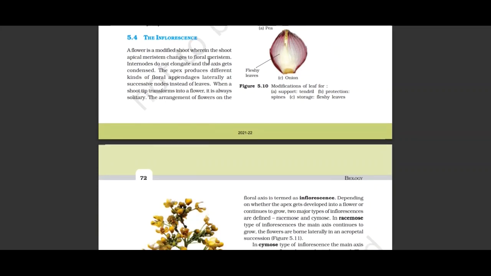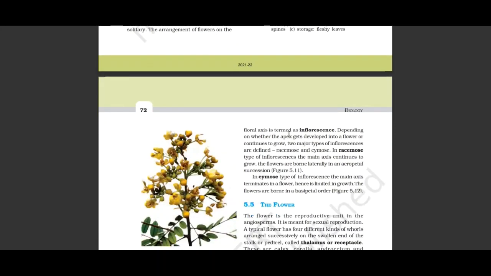Let us see the inflorescence. A flower is a modified shoot where the shoot apical meristem changes to floral meristem. Internodes do not elongate and the axis gets condensed. The apex produces different kinds of floral appendages laterally at successive nodes instead of leaves. When a shoot tip transforms into a flower, it is always solitary. The arrangement of flowers on the floral axis is termed inflorescence.